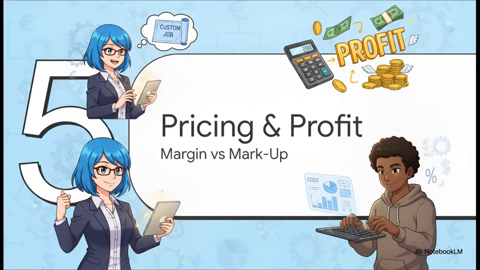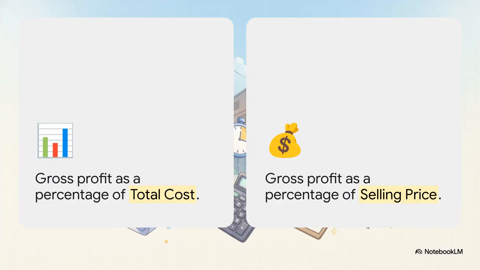Section 5. Pricing and Profit. Now that we know our total costs, how do we price the job? Well, cost plus pricing is standard. Take your total estimated cost and add a profit percentage. Or if the market sets your selling price, you'd use target pricing and check your cost card just to make sure you're profitable. But listen, if you are using cost plus, do not mix up your formulas.